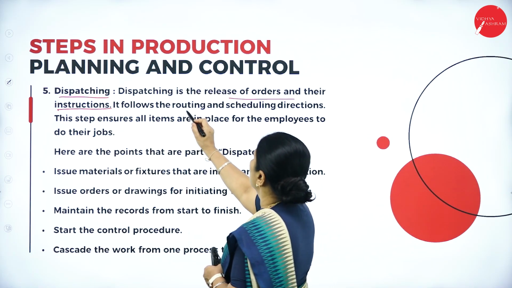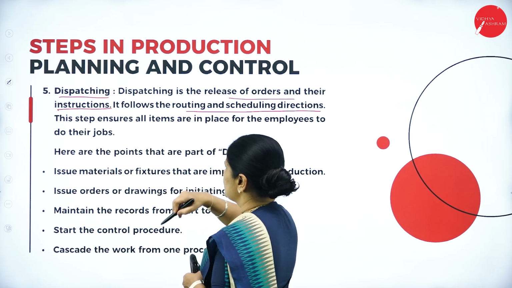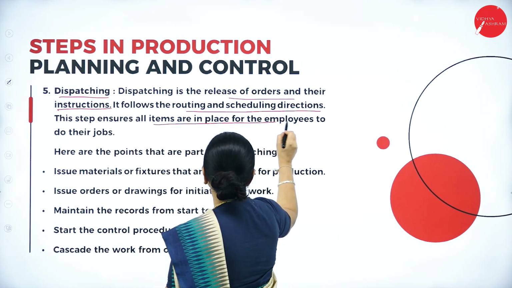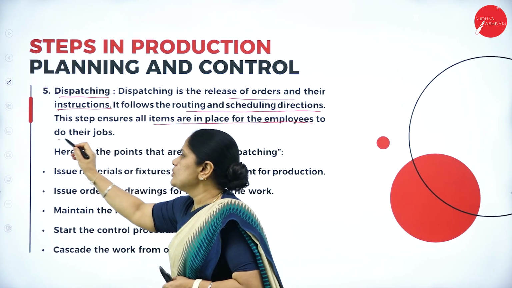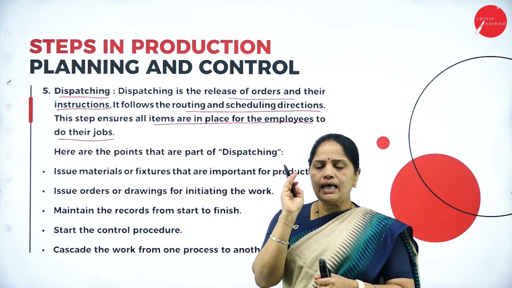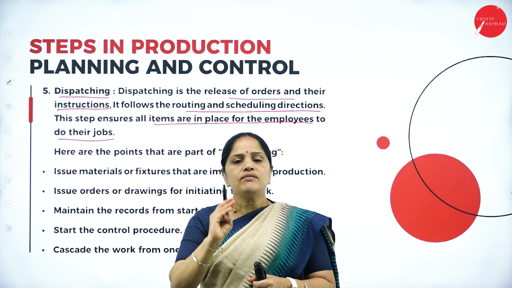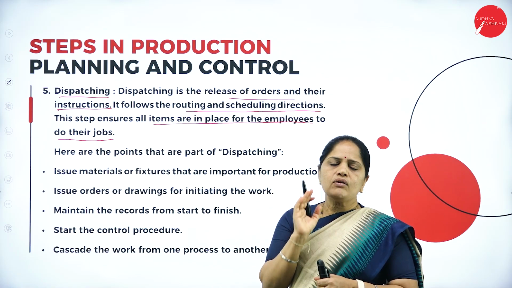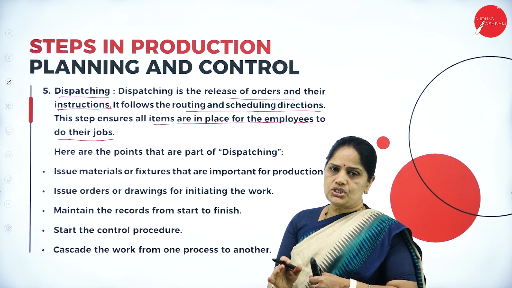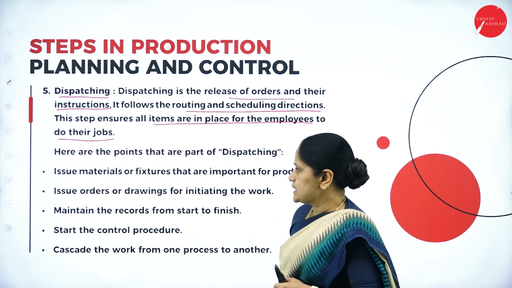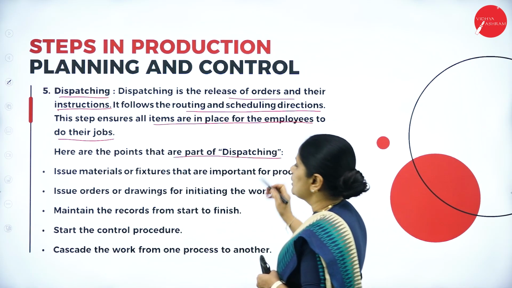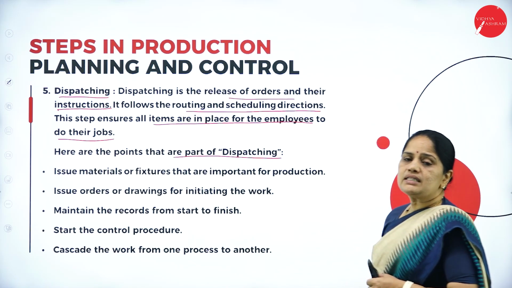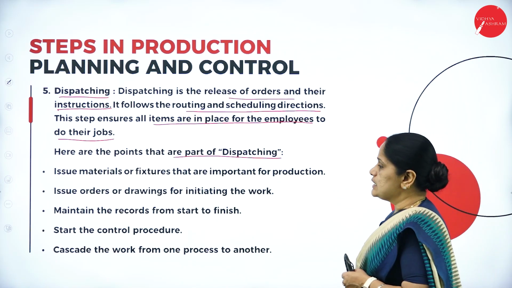It follows the routing and scheduling directions. It ensures all items are in place for the employees to do their jobs. So, with the help of routing and scheduling, we will be able to ensure that the workers are in place and whatever they need for the production, everything is in place. So, here are the points that are part of the dispatching. What are the various elements included in dispatching?